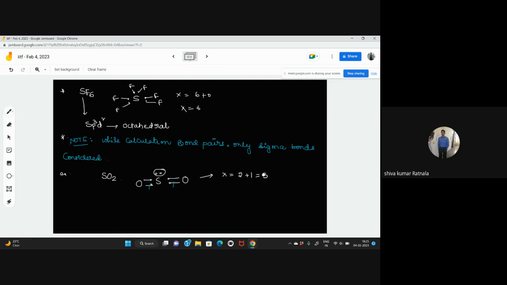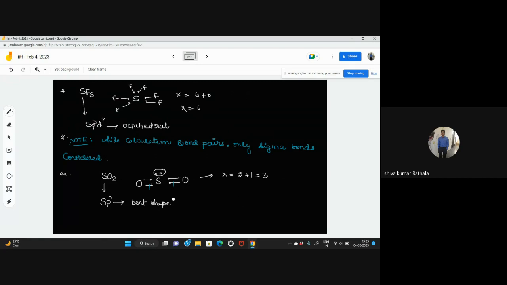That is 3. So X equals 3 means it is sp2 hybridization with a lone pair. sp2 with one lone pair, what is this shape? It will be bent shape, yes, sir. Trigonal planar is the geometry, bent is the shape. Whenever we are having lone pairs, then we will talk about shape only.